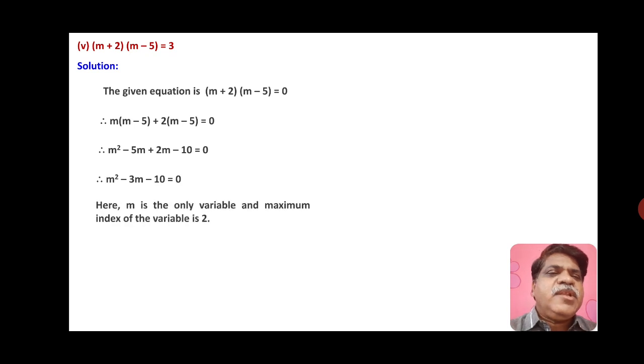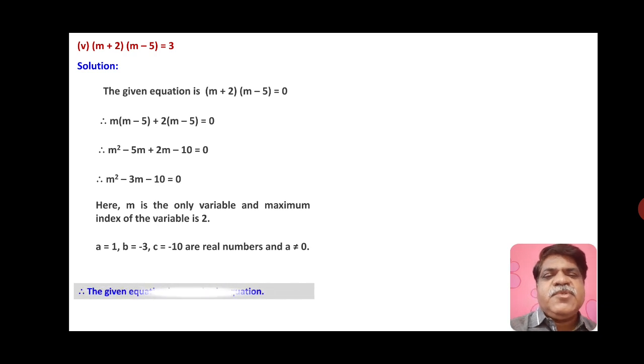Here m is the only variable and the maximum index of the variable is 2. With a is equal to 1, b is equal to minus 3 and c is equal to minus 10 are real numbers and a is not equal to 0. Therefore, you can say that the given equation is a quadratic equation.